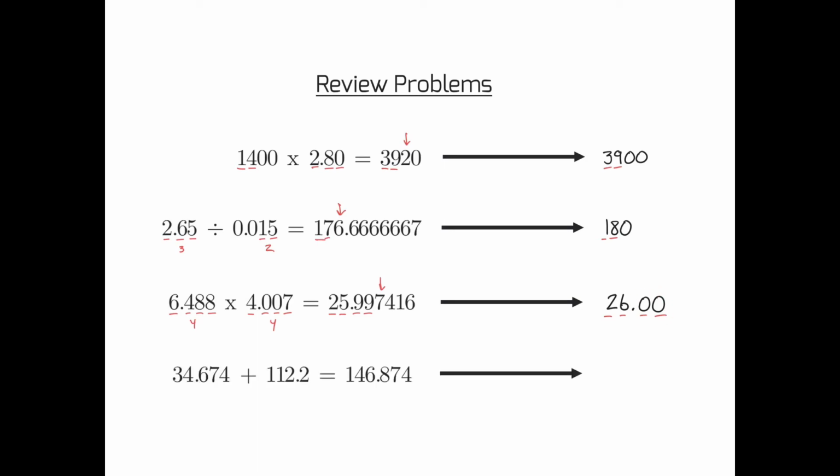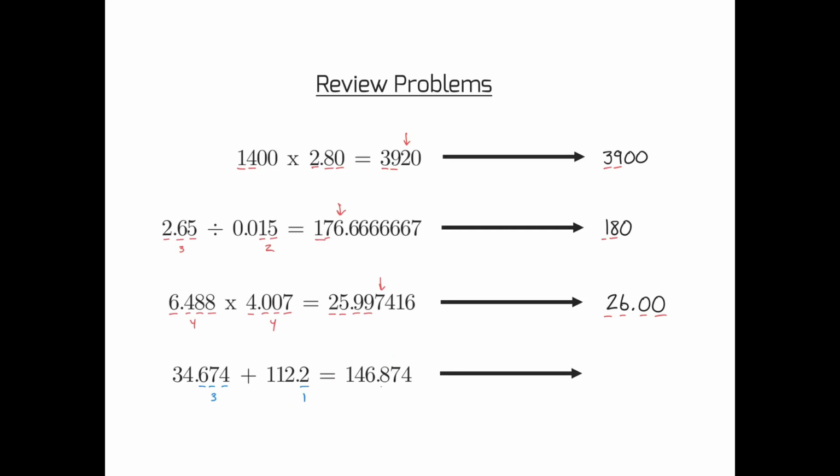Our final example is an addition problem, so that means we're going to be counting decimal places. We have 34.674 plus 112.2 gives us 146.874. Our first number has 1, 2, 3 decimal places, and our second number has just 1, which tells us that we're going to round our final answer to 1 decimal place.